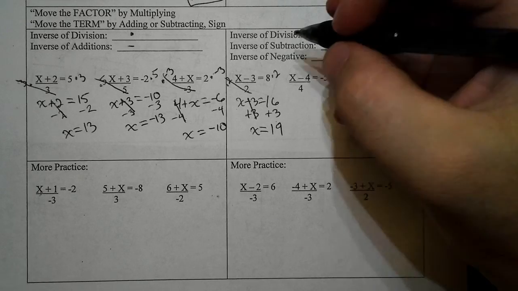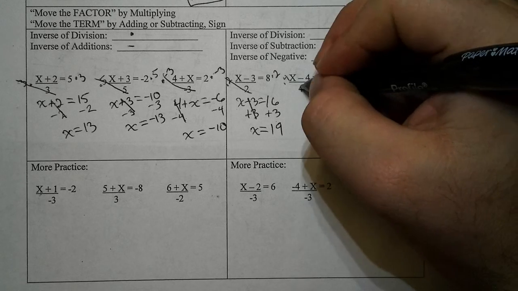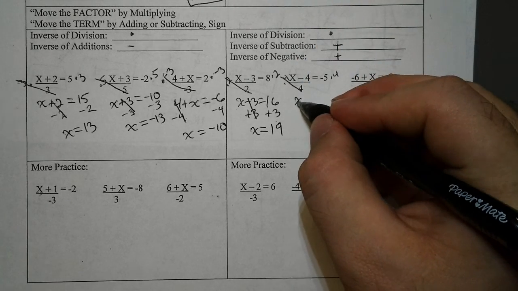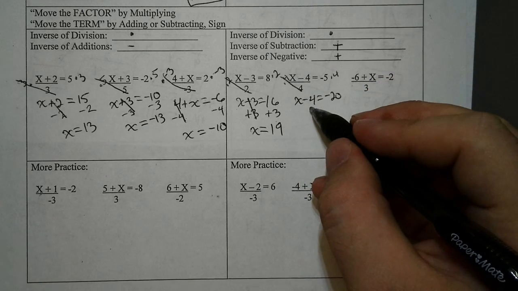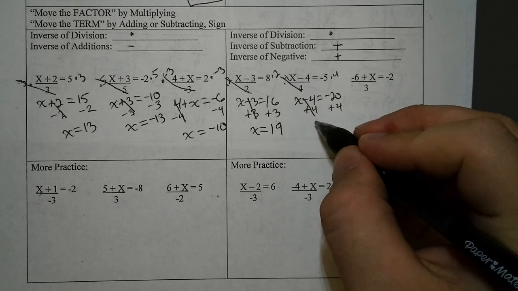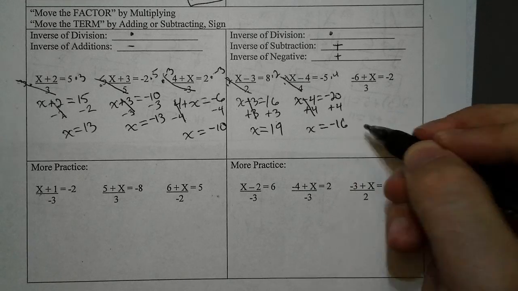Next one's going to work just the same way. Multiply by 4, because we're canceling out that divide by 4. They cancel. I'll get x minus 4 is equal to negative 20. Cancel out that minus 4 by adding 4. Those will cancel, and we'll get x is equal to negative 16.